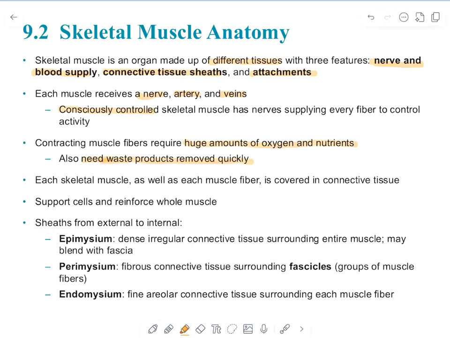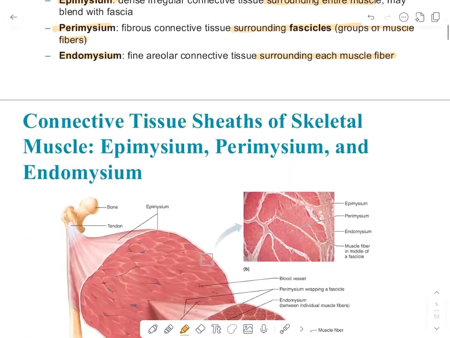Each skeletal muscle fiber is covered by a connective tissue, and those connective tissue layers are called the epimysium, which is surrounding the entire muscle, the perimysium, which is surrounding what's called a fascicle, and that is a group of muscle fibers. And then finally, an endomysium, which is surrounding each muscle fiber. And we'll see those on this slide.